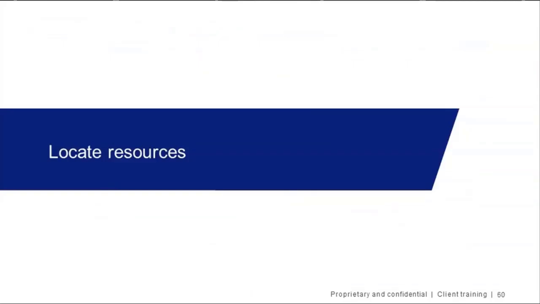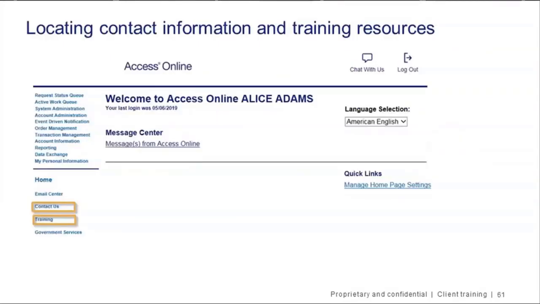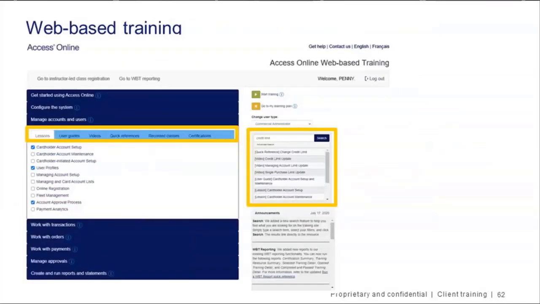So then if you're looking for resources, you can go to Contact Us to view contact information. You can click on Training to find additional resources. So if you click on Training, you'll see that there are lessons, user guides, videos, quick references, recorded classes, and certifications and tests. And you're actually going to click on Work with Transactions to find information about transaction management. Over on the right, there is a place to enter a keyword and search for it, and it will pull up information that you can click on and open up.